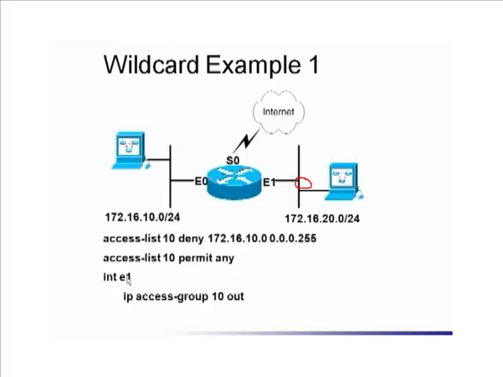What if we put it on E0? What's going to happen? Traffic's going to come here and it's going to go nowhere. You can't get to the internet now either, because you've denied access to the router. Which interface are you going to put it on?